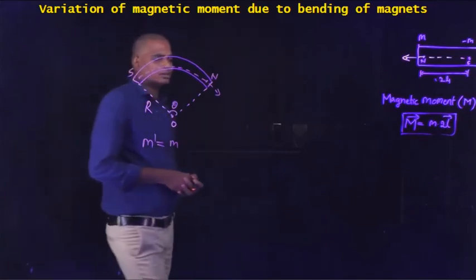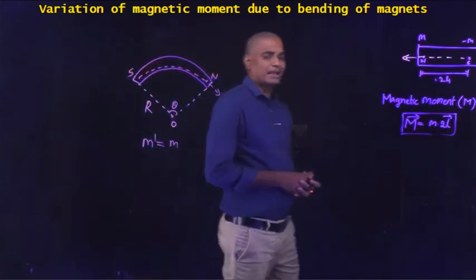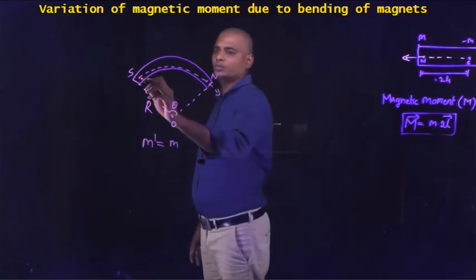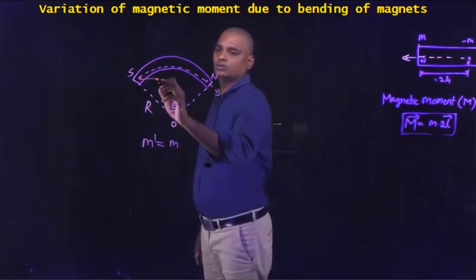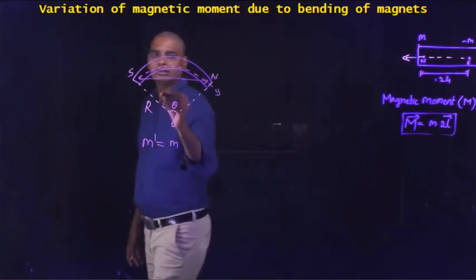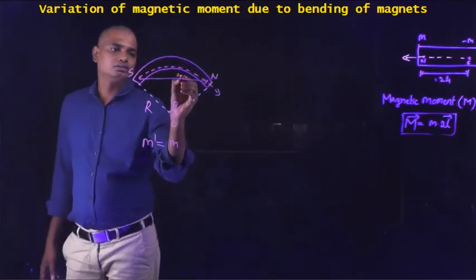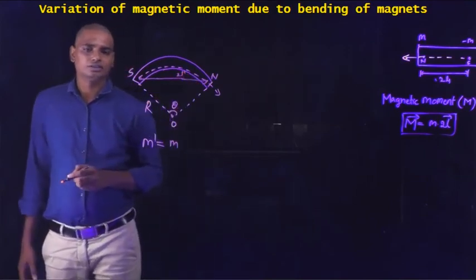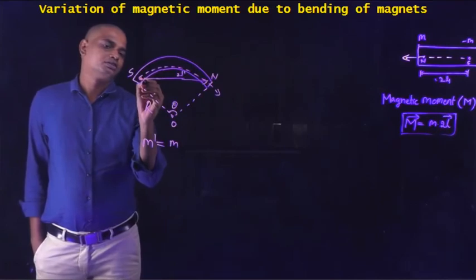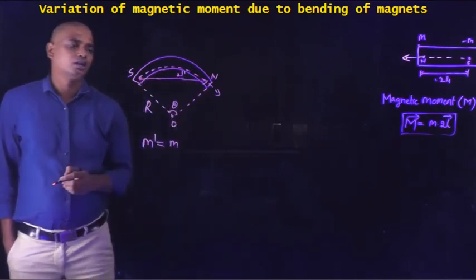Now let us calculate the magnetic length. Magnetic length means the length between the two poles. Here the magnetic length, let it be 2L dash. So the new magnetic length is the distance between the two poles, that is 2L dash.